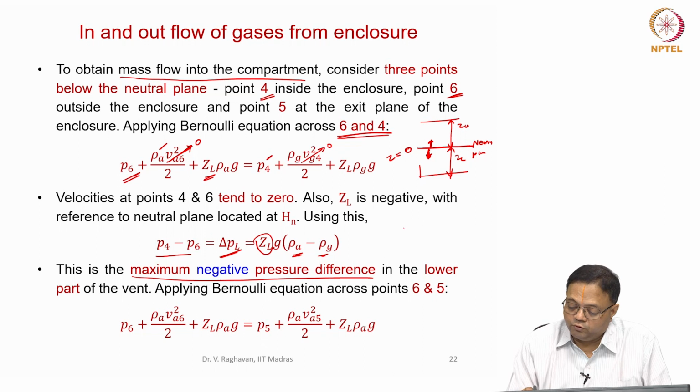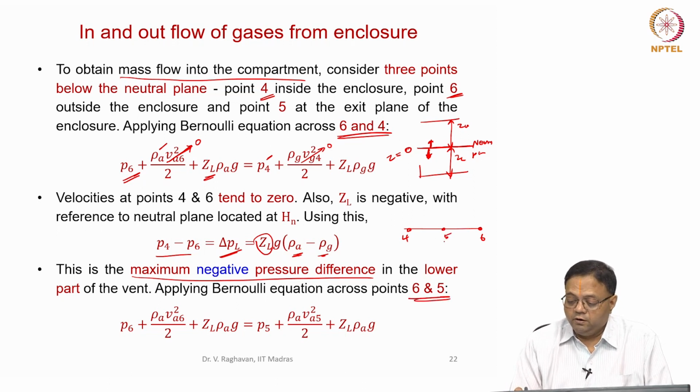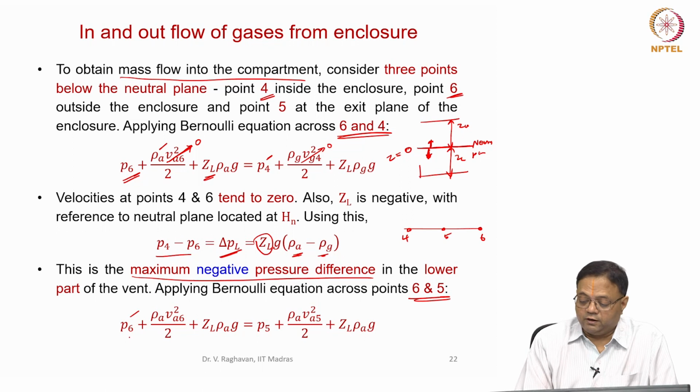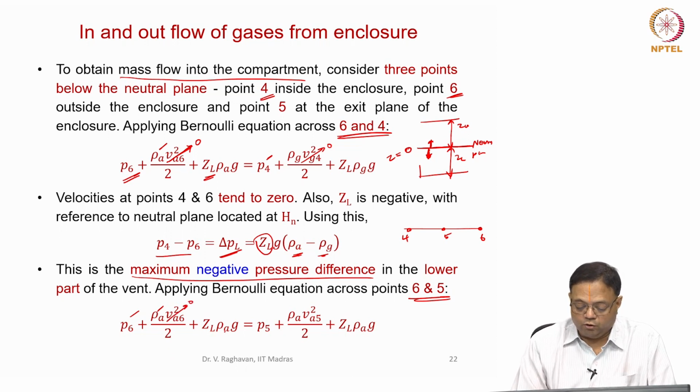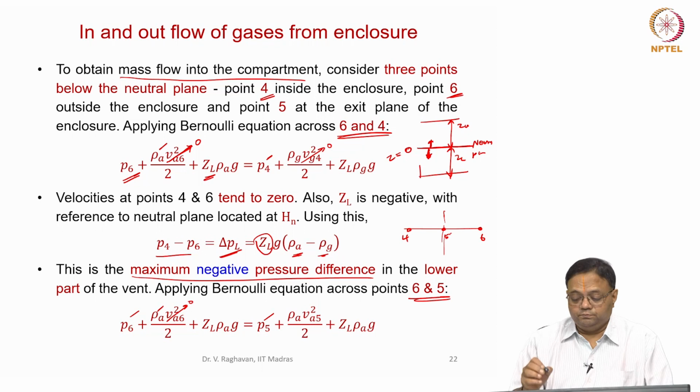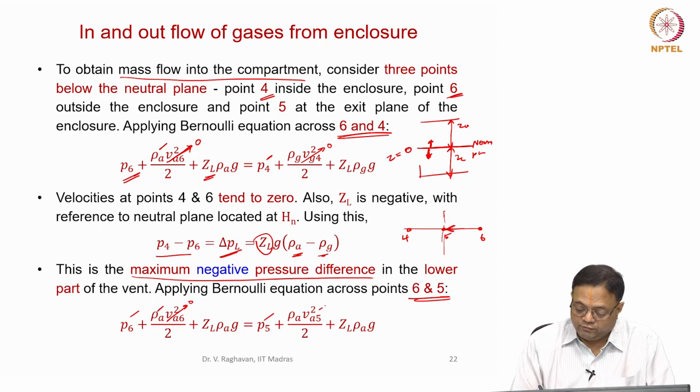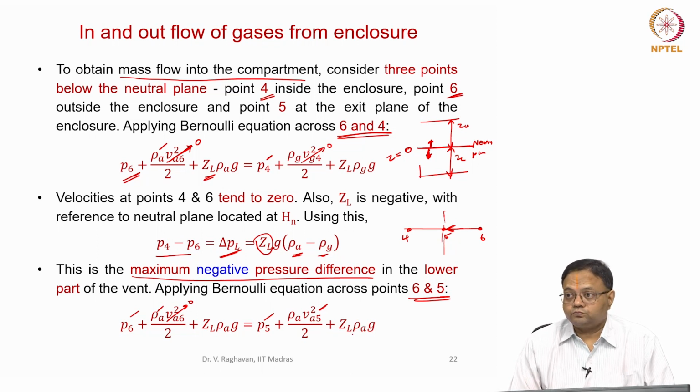Now, take the cases. This is the lower part, 0.4, 0.6 and 0.5 here. Now apply the Bernoulli equation between 6 and 5, because I know the flow is now coming in this direction. Previously, I took 1 and 3; now, I am taking 6 and 5. P6 outside the compartment, rho A, the density of the air there, VA6 is going to tend to 0, and here rho A G ZL. Here P5 at the exit. This is the plane; this is in compartment, this is the exit plane. P5 is exactly the pressure at the exit plane into VA5. The air is coming in this direction now, so you understand? Air is coming in. So, the velocity of the air entering the compartment into ZL rho A G.